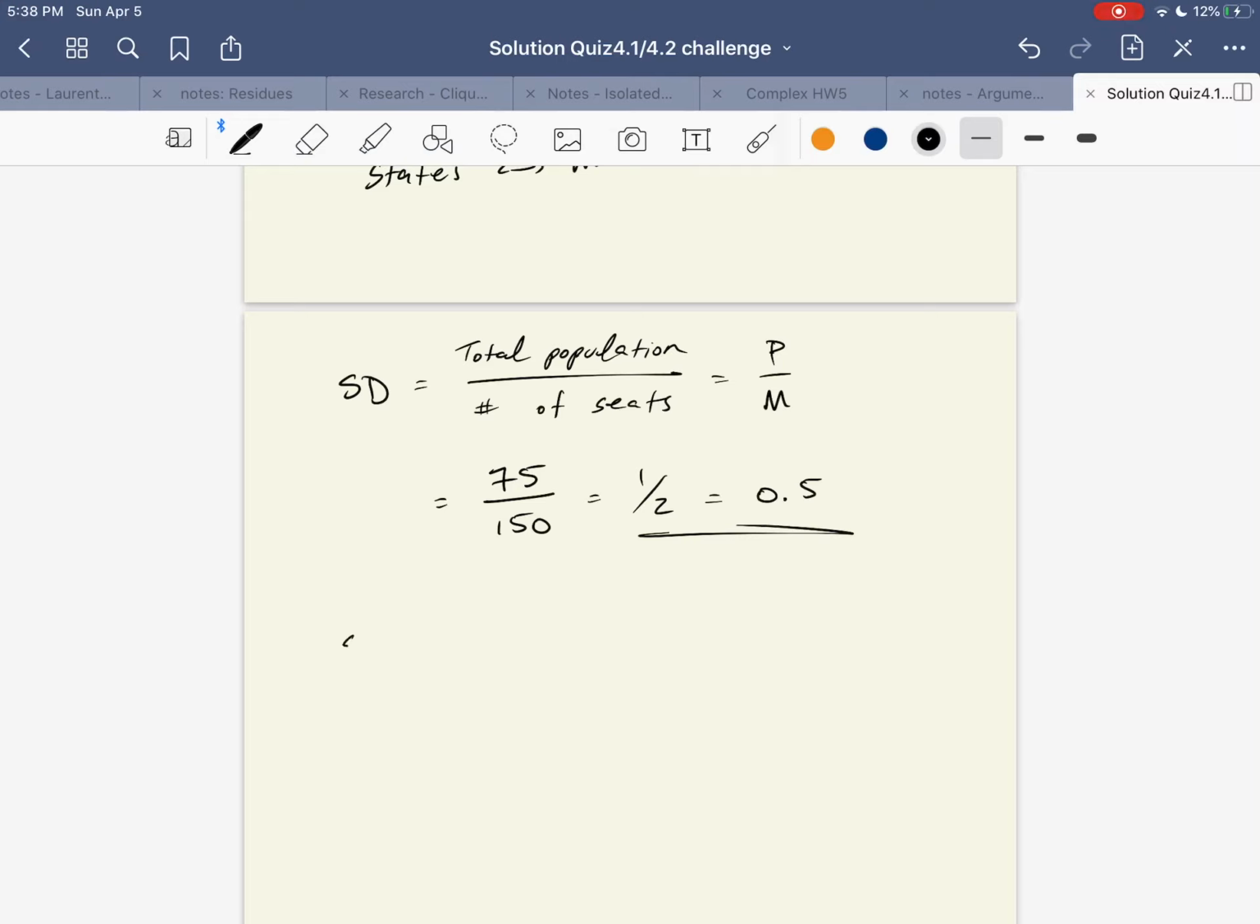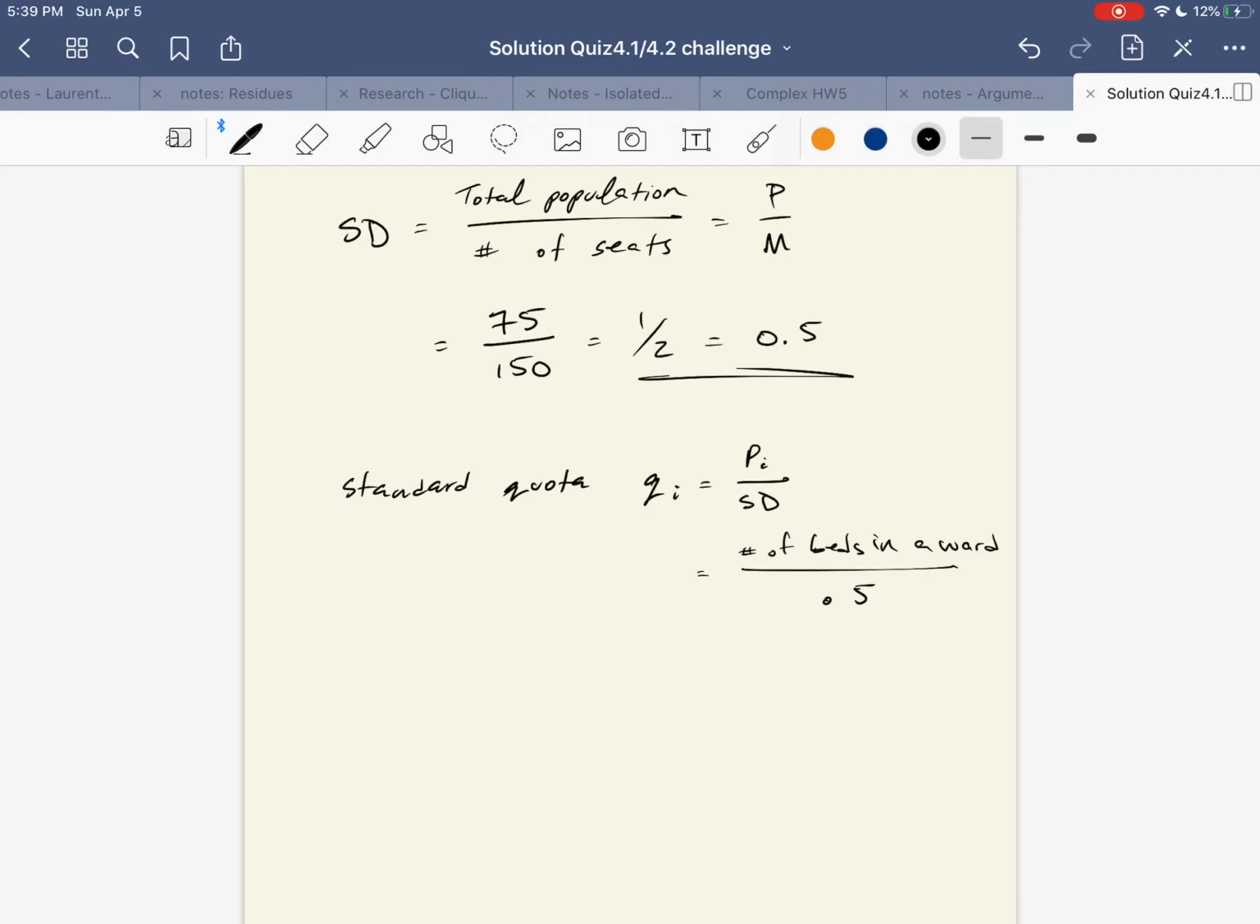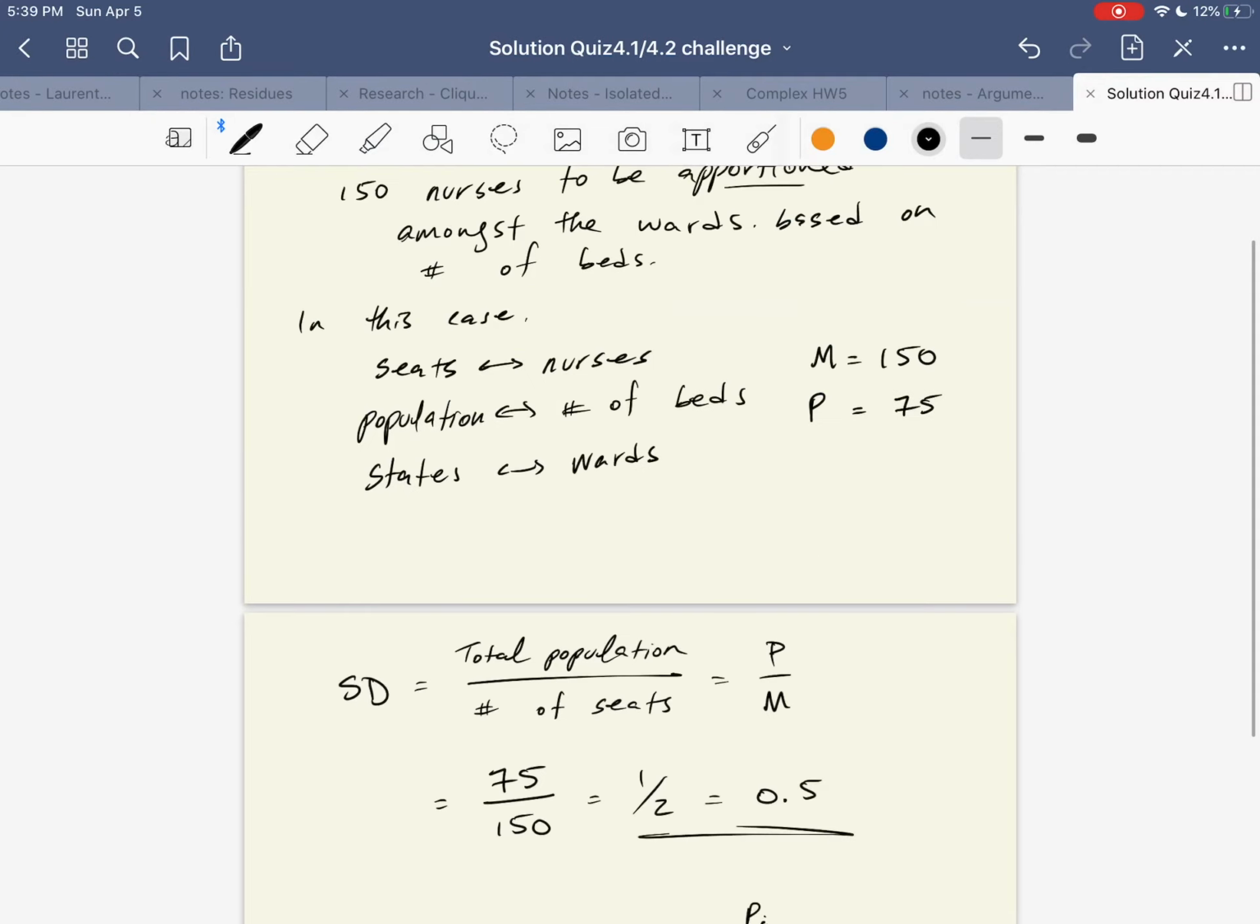Now we remember that the standard quotas are Q sub i, which is the state's population over the standard divisor. So this is the number of beds in a ward over 0.5. Now we've got to remember, dividing by 0.5, you can just plug it into your calculator, but you can also think about dividing by a fraction. Let's just do our first one.